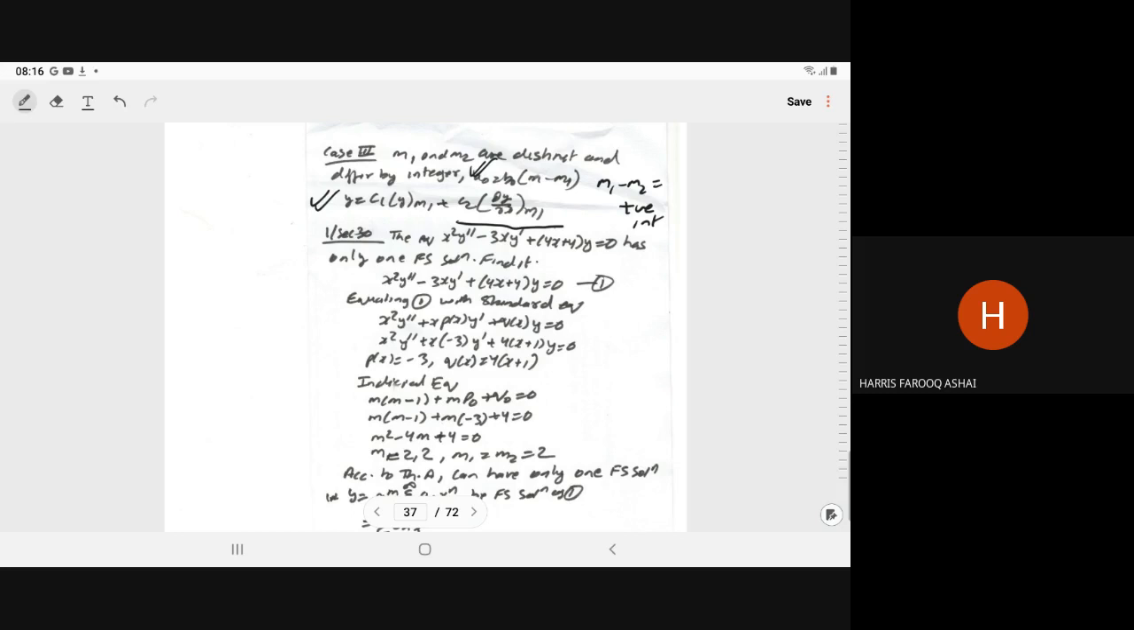Any doubt on this point? Harish, any doubt? No, sir. Here, any doubt?